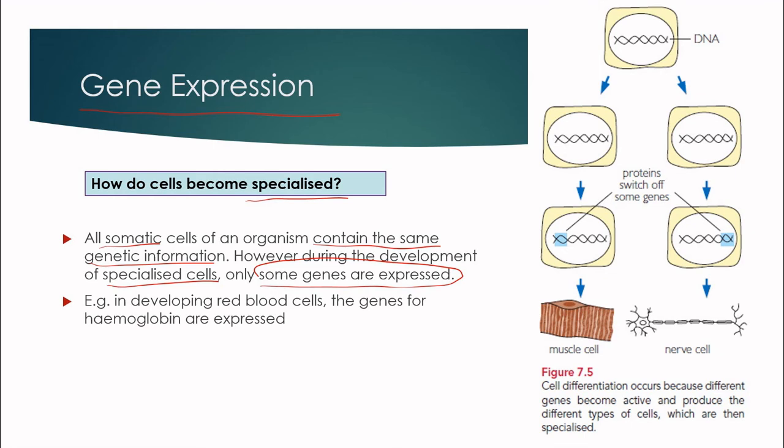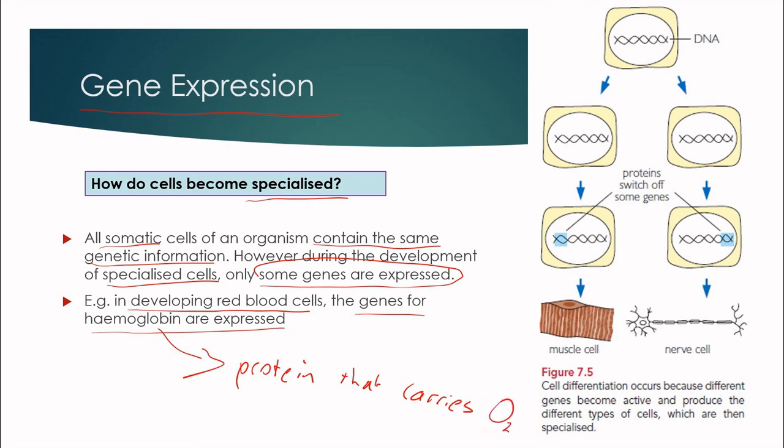So genes are a section of your DNA that code for a particular function, a particular protein, but not all of them. When we say gene expression, they're the genes that are actually read from the DNA and expressed and have some sort of function. For example, in developing red blood cells, genes for hemoglobin are expressed. So hemoglobin is the protein that carries oxygen. Now, if you're a bone cell, the gene in the DNA that produces hemoglobin, obviously that's not going to be expressed.